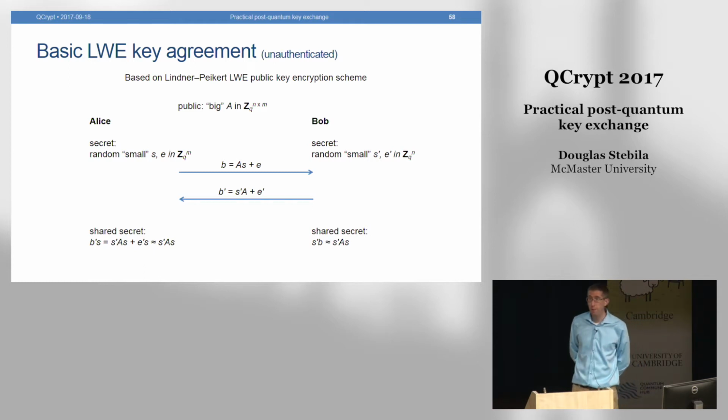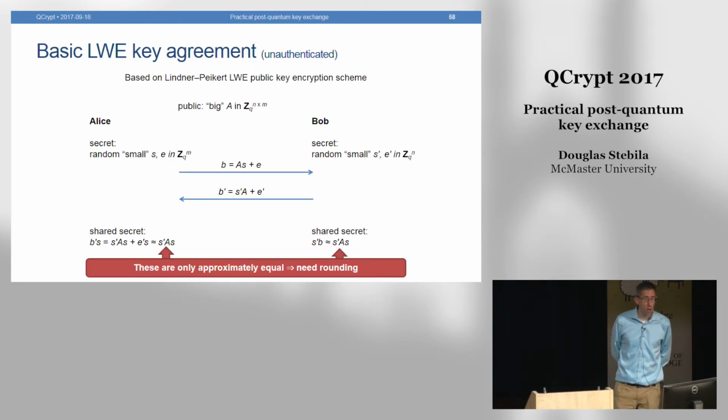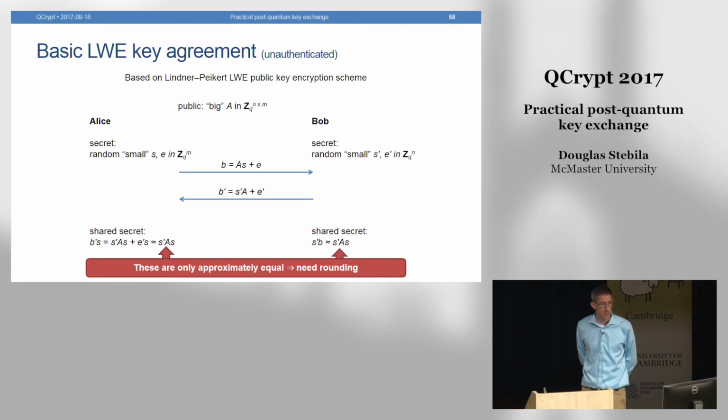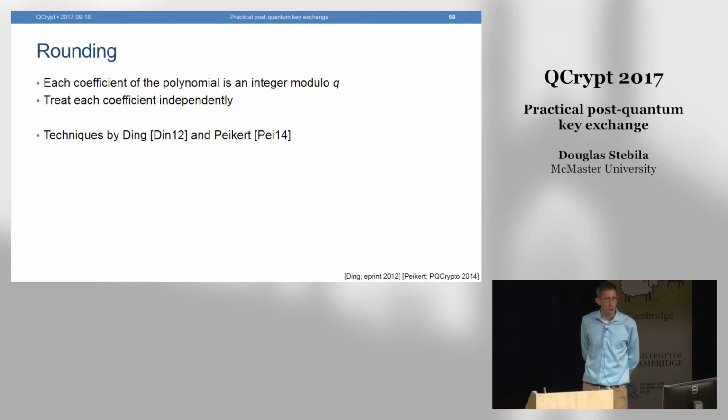So at the heart of the public key encryption scheme I showed you, there's really a key exchange algorithm going on. Now, of course, as I mentioned, these shared secrets are only approximately equal, and so we need some kind of rounding or error correction. And I showed you how rounding worked for public key encryption. For a key exchange, we have to do something slightly different, still roughly the same idea. I'm going to mention a technique due to Ding and to Peikert.